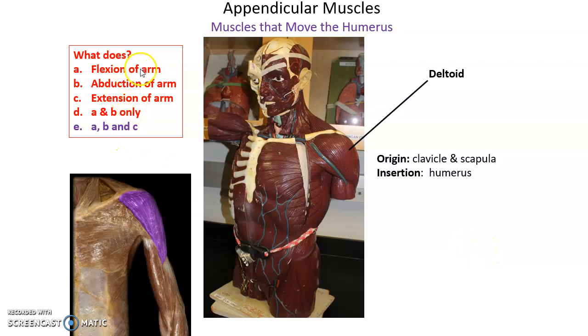It's able to do flexion of the arm, so help to pull the arm forward. It's able to do abduction, so it can help to raise the arm, to pull the arm out. And it can do extension of the arm, so it can pull the arm back. Again, the reason why it's able to do both flexion and extension is because it is a very big muscle, so if the anterior portions of it contract, it does flexion. If the posterior portions contract, it does extension.